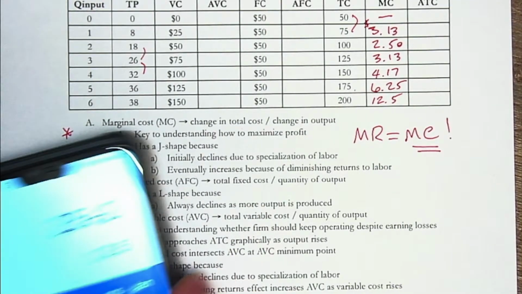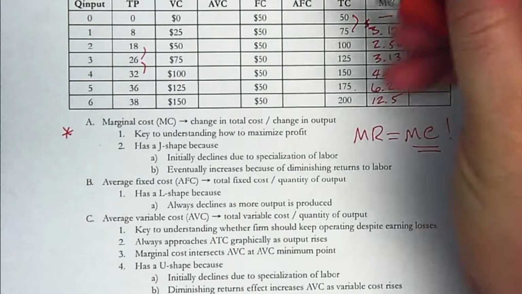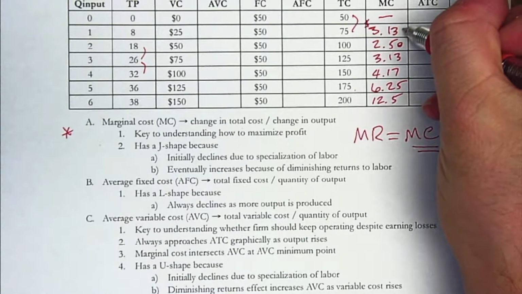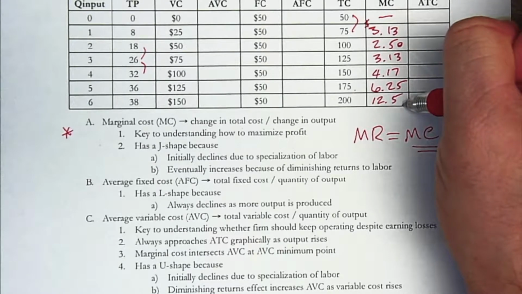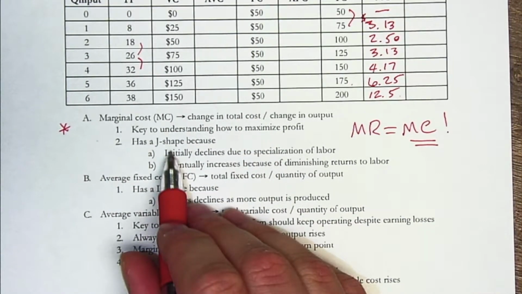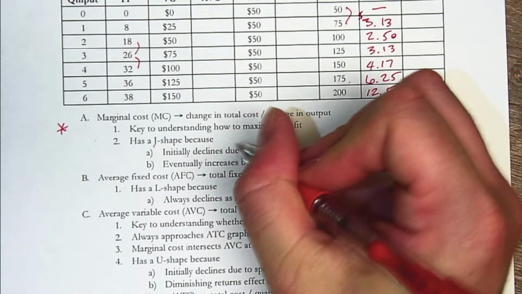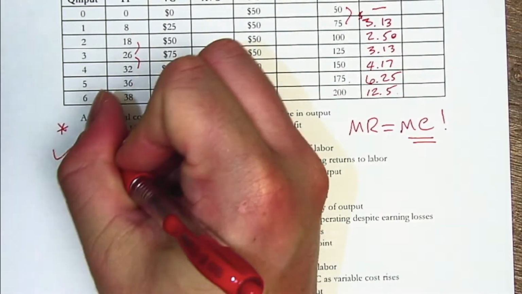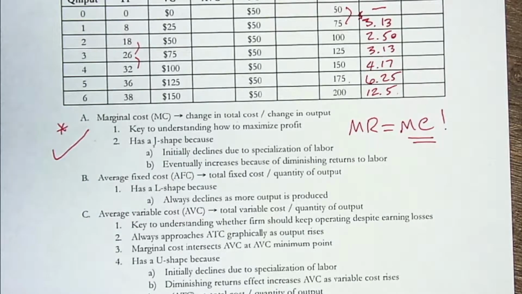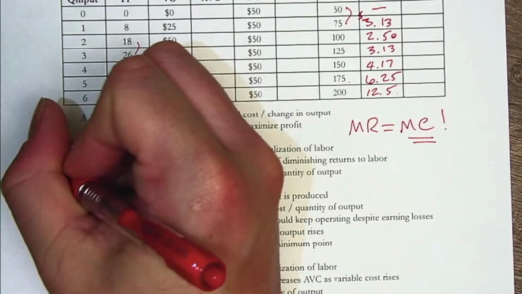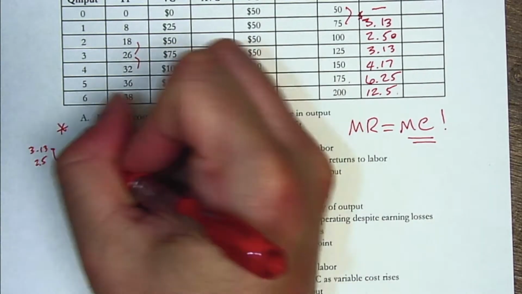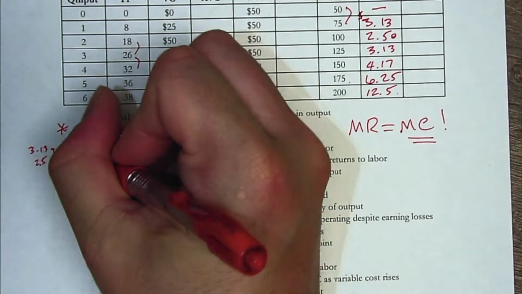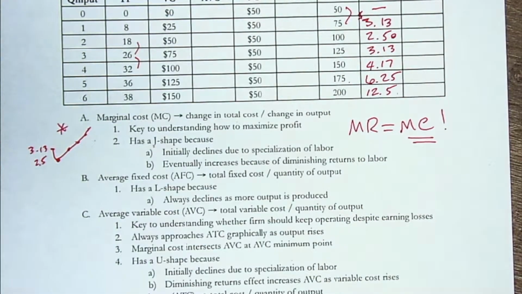So we can find that the marginal costs start very high, and then they go down, and then they go back up again. And so they have this J shape. If we were to graph it off to the side, it would look like a Nike swoosh. So you could imagine that here's that $3.13, here's that $2.50, and then it comes back up to $3.13 and then goes up again.